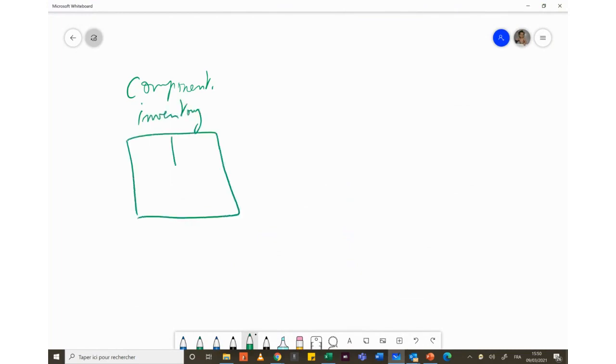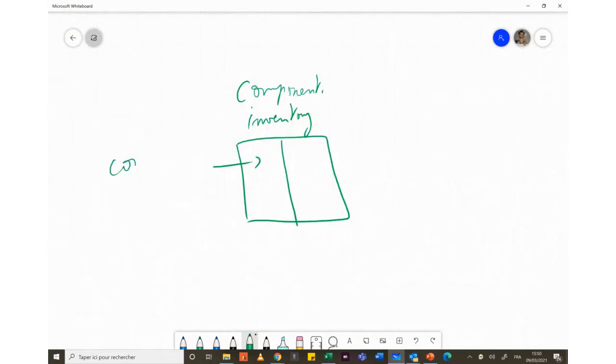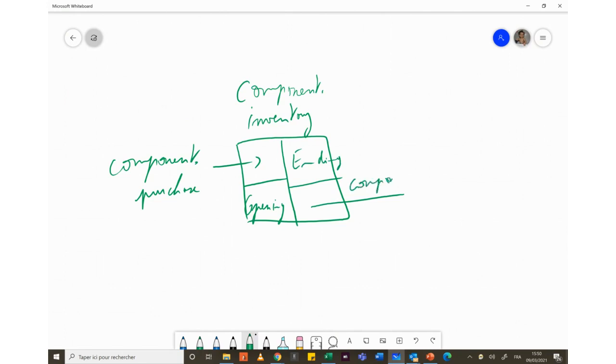I have what I purchase, the components purchase. I have the opening inventory. I have the ending inventory. And I have the outflow, the components used for production.